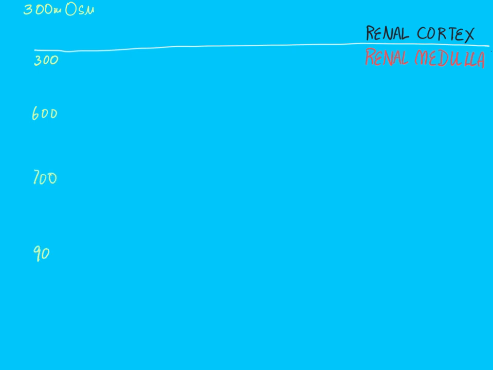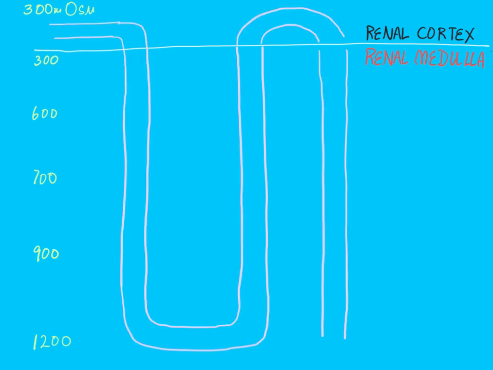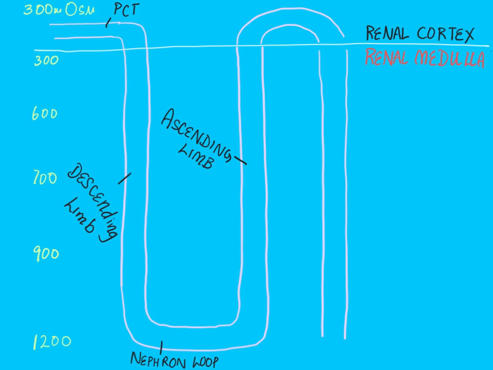As we go deeper into the renal medulla, the osmolarity keeps increasing. So the deepest part of the renal medulla has an osmolarity of 1200. Here's a portion of the nephron involved. We have the PCT on top, followed by the descending limb of the nephron loop, the ascending limb of the nephron loop, DCT, and the collecting duct.